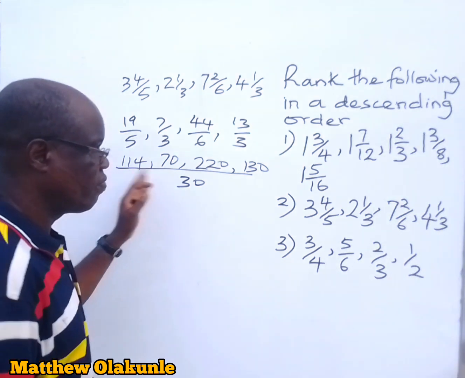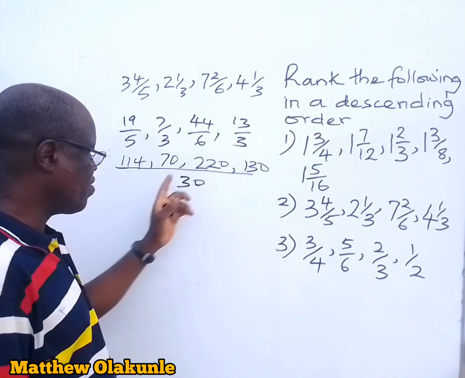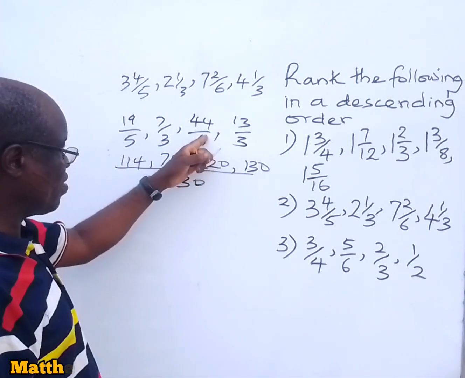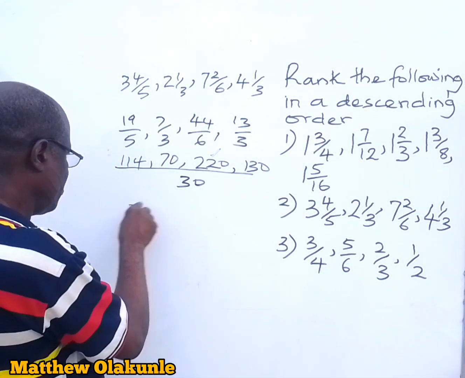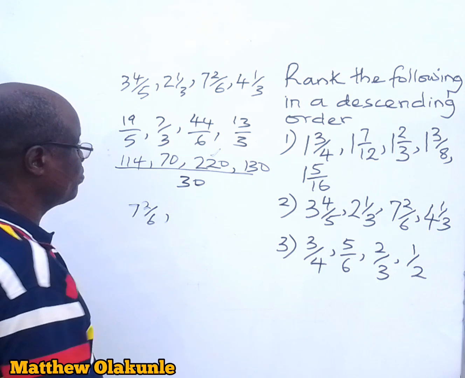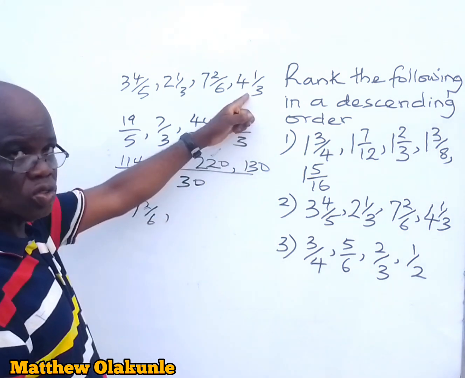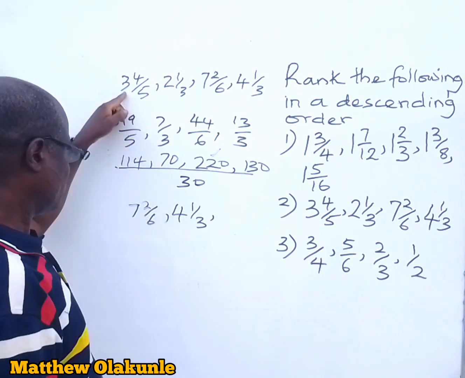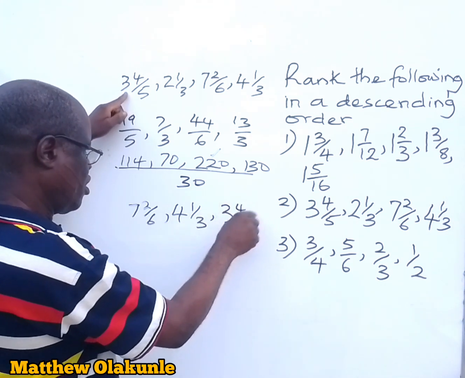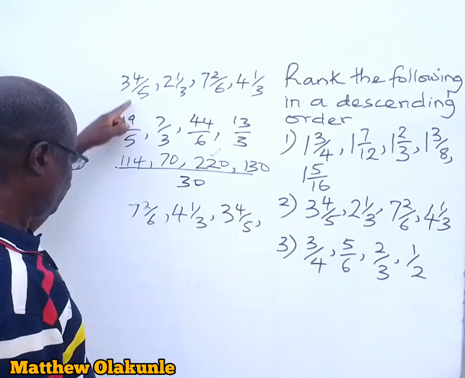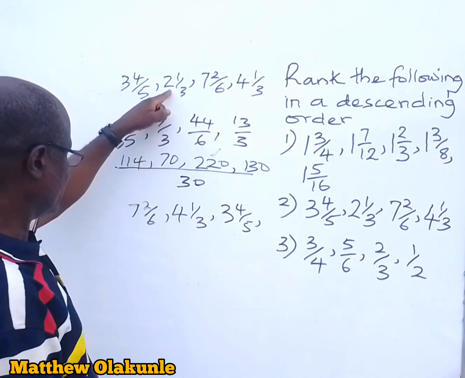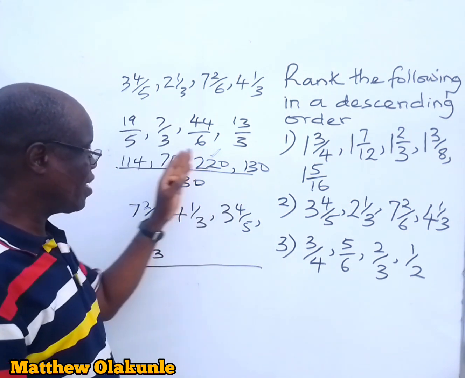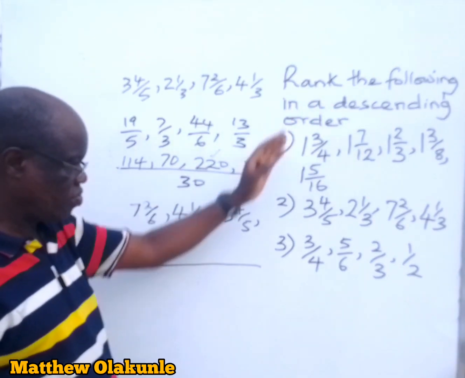So you can now rank these in descending order from the biggest to the smallest. This one is the biggest, which means this is the biggest. So you write this one, then followed by 130, which is this one. Then followed by this one. And then the last one is 70, which is this one. With this arrangement, you have ranked these fractions from the biggest to the lowest.